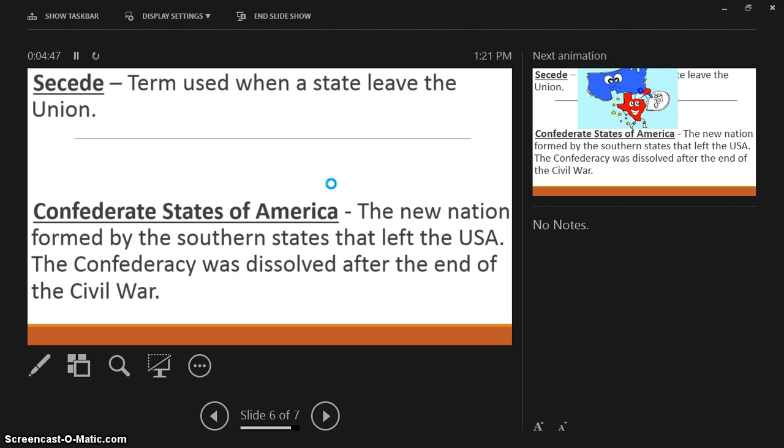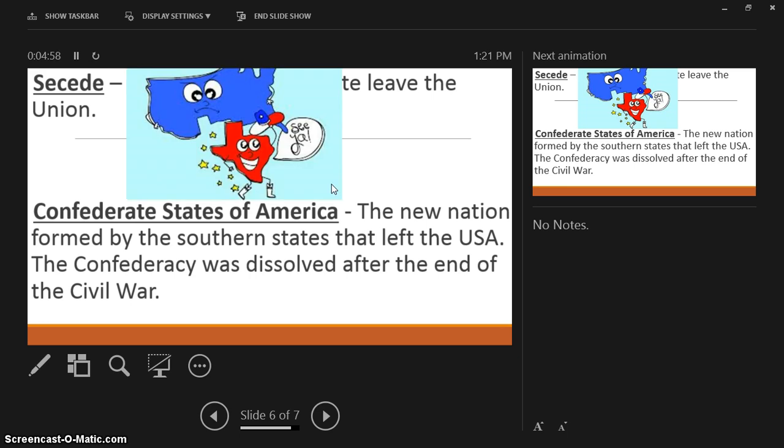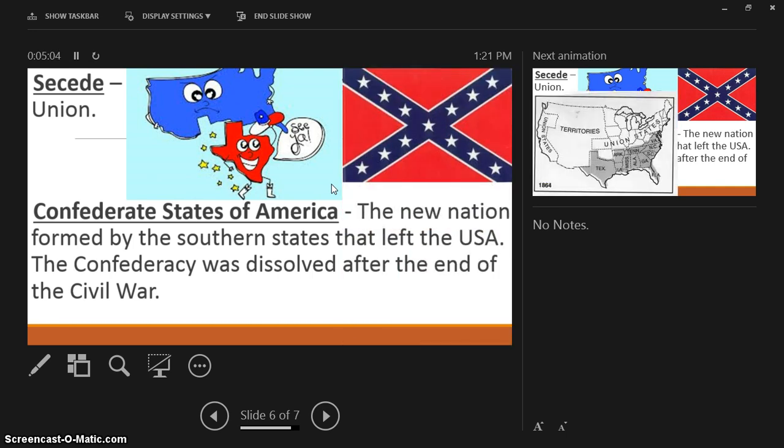And then next we have to secede, a term used when a state leaves the Union. So if a state secedes, they go bye-bye. They try to do their own thing. They leave. Just like Texas is doing in this little cartoon. See ya, and they take off. And Texas was one of the states that seceded and started the Confederacy.